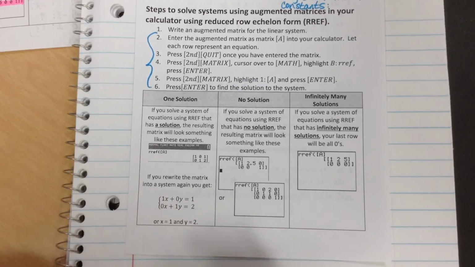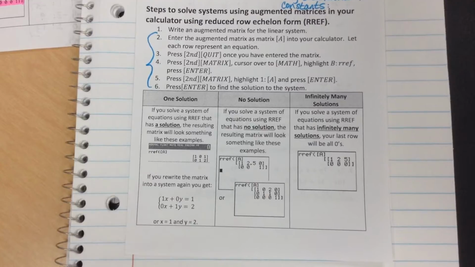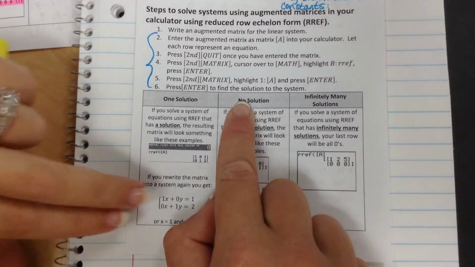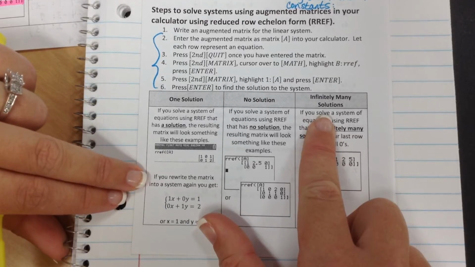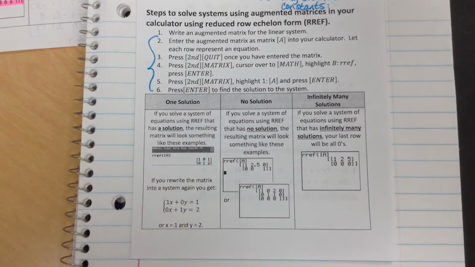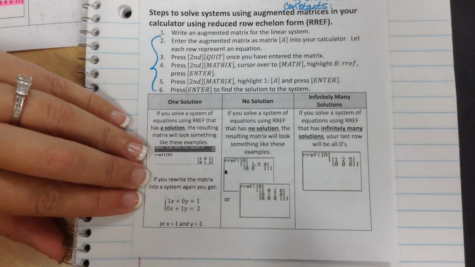Your calculator is also going to be telling you how many solutions that you have. You can have one solution, you can have no solution, or you can have infinitely many, meaning you can have several different solutions. We just need to know how to read the calculator when it's telling us these things.